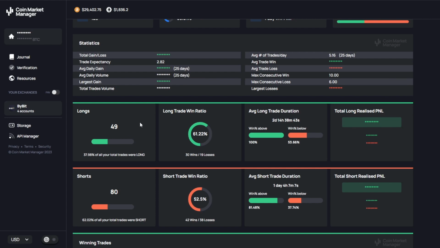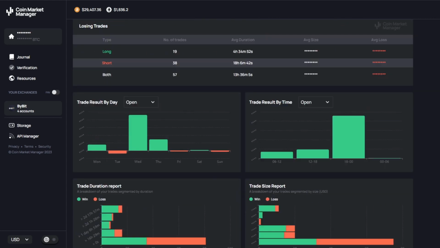You can do it right here in CoinMarketManager, which is convenient because you've got the trades already in there automatically because of the API. But like I said, you can also just write it down, whatever works for you, and then just see where your weaknesses are and where you really excel, and then adapt that into your trading schedule or your trading routine.